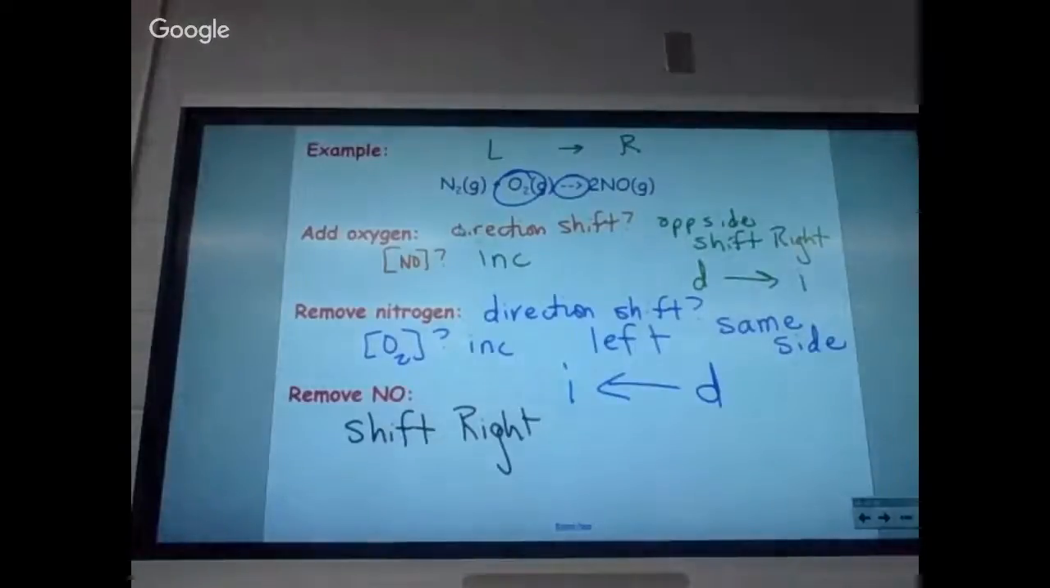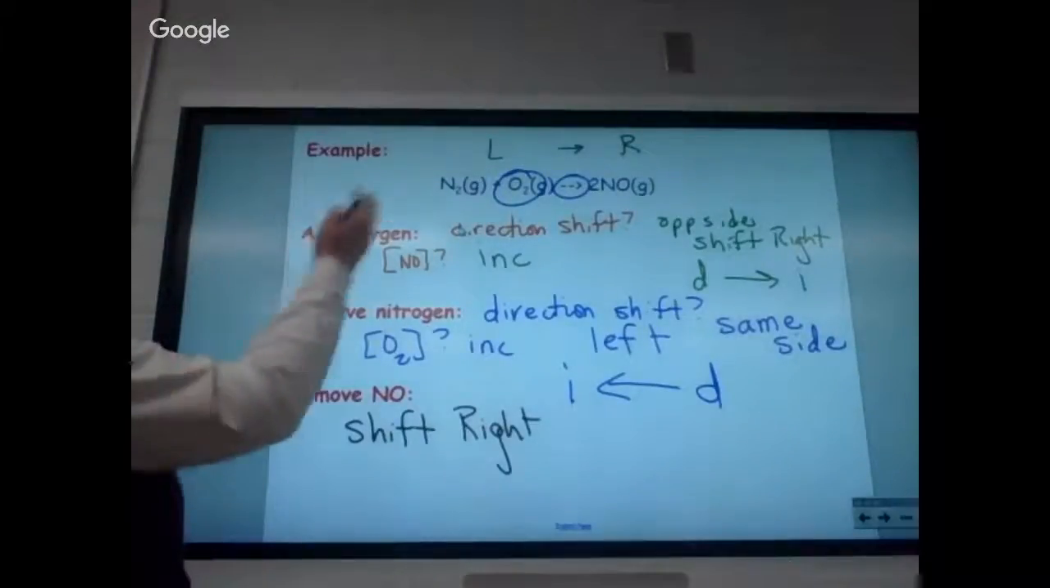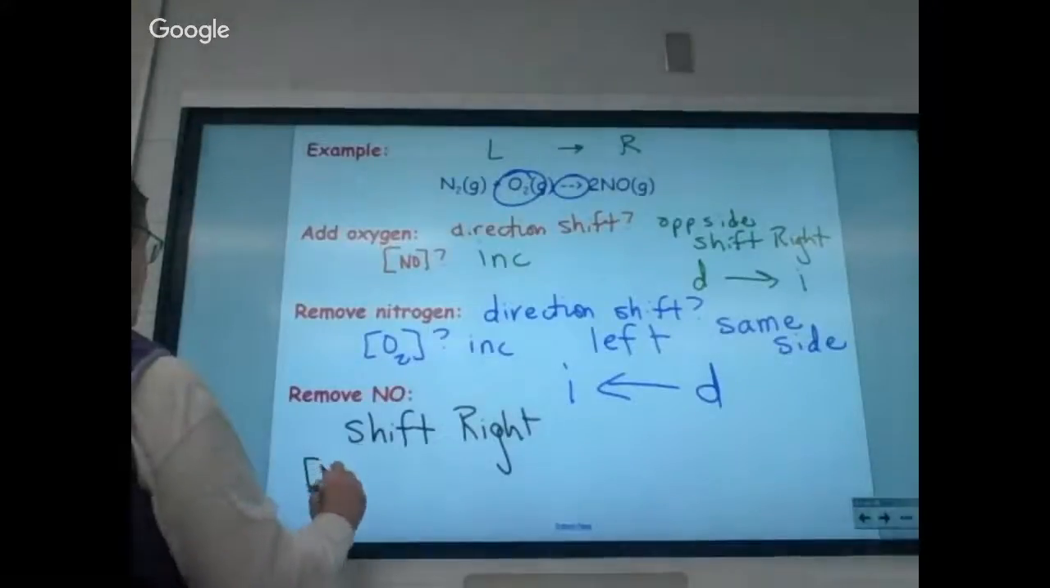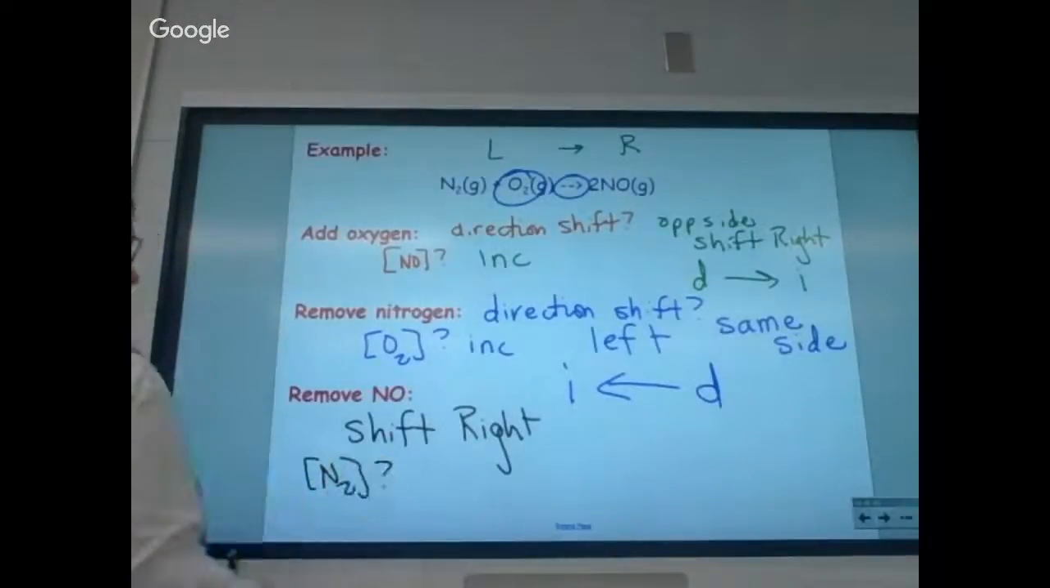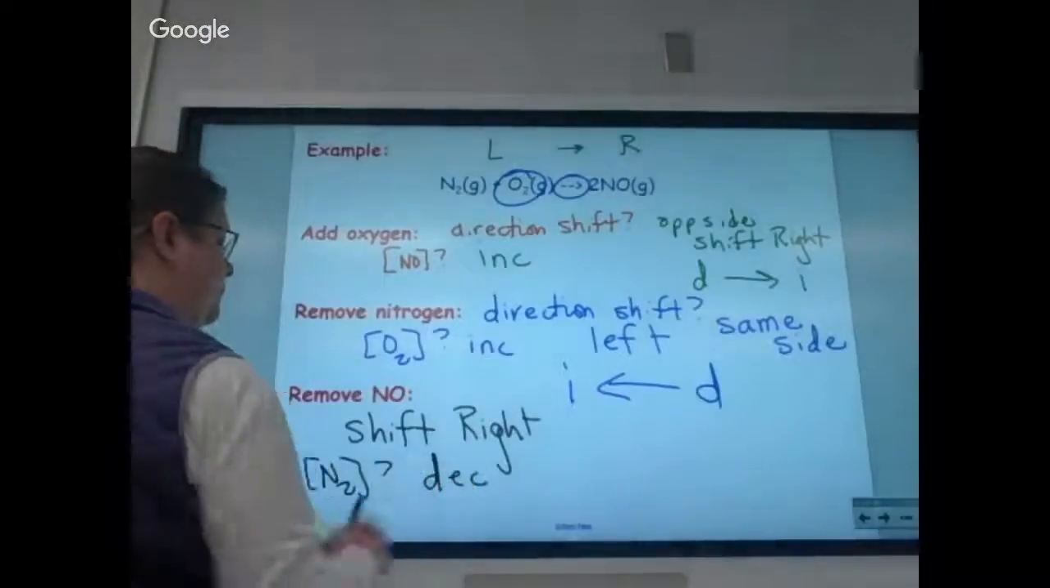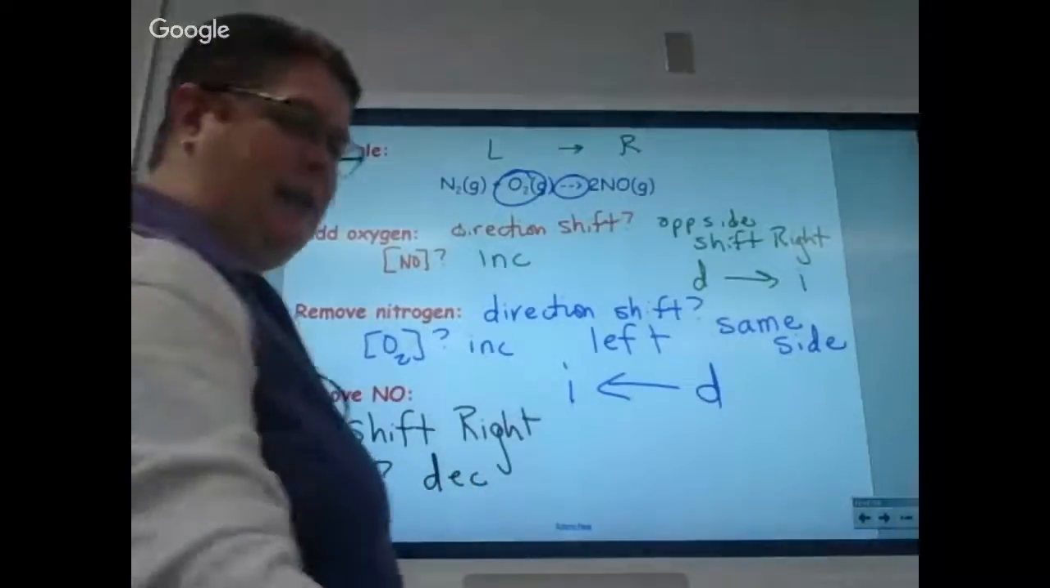It will increase. Okay, so which thing do we want to find? Let's say we find N2's concentration this time. Okay, so if it shifts right, what happens to N2? It decreases. Yes. You said that. All right.